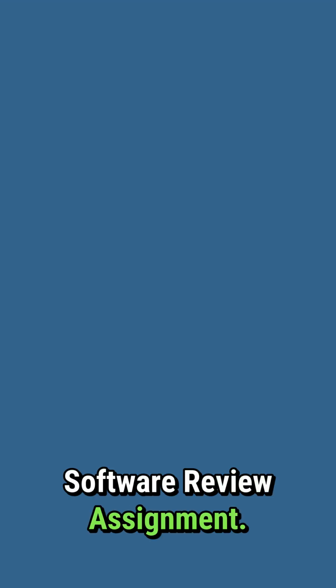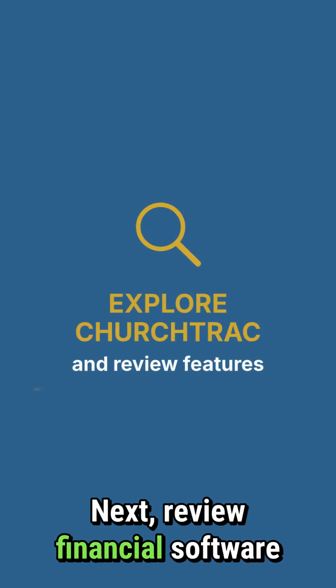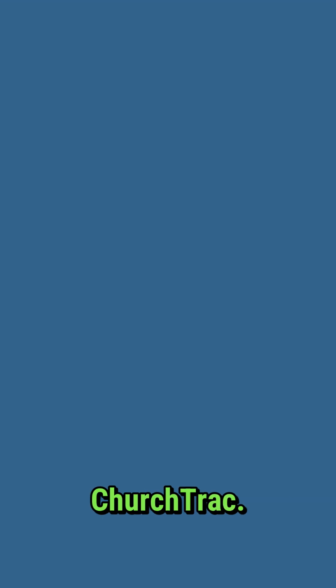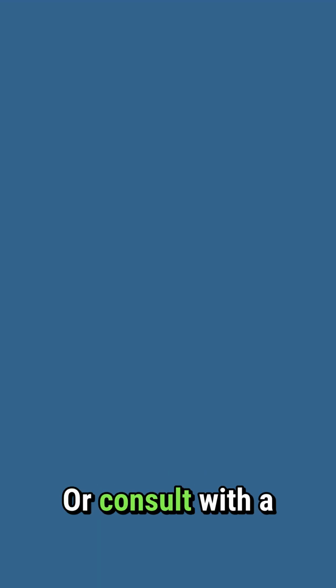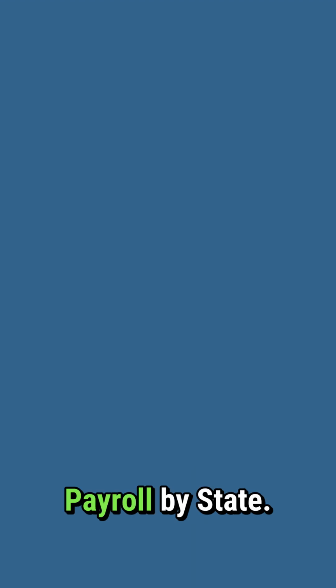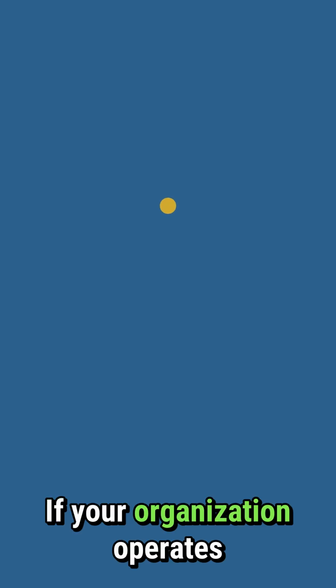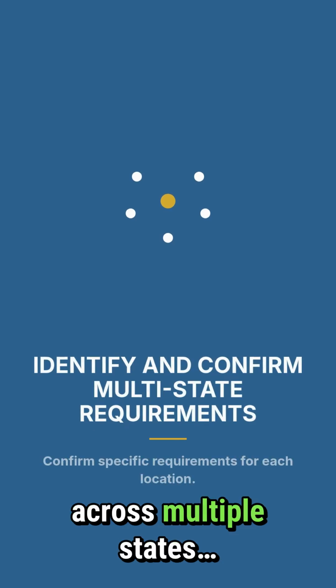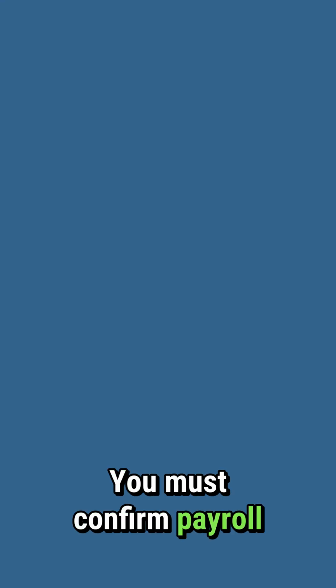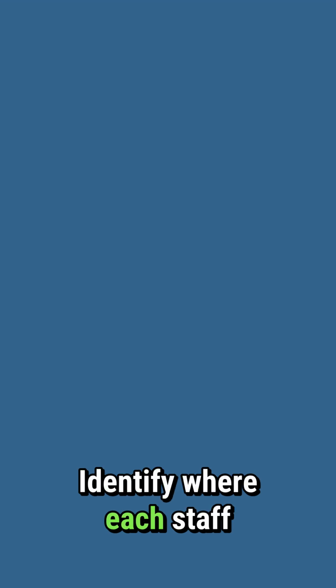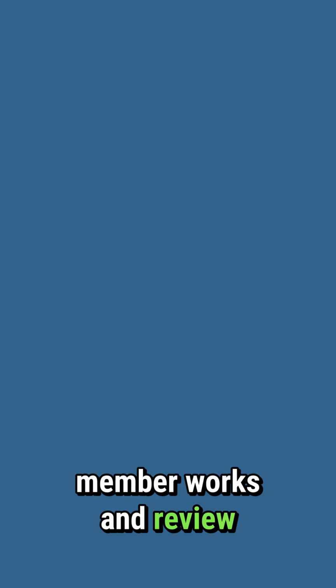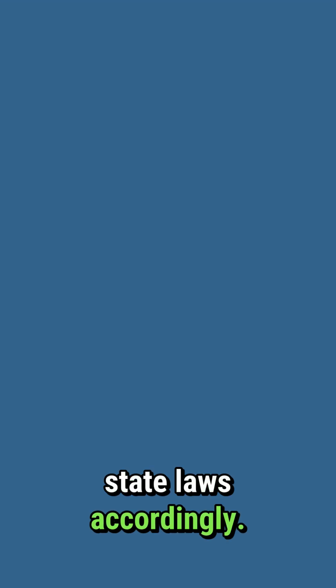Software review assignment. Next, review financial software features. Explore tools such as ChurchTrac. Watch a training video if available, or consult with a third-party financial professional. Payroll by state. If your organization operates across multiple states, you must confirm payroll requirements for each location. Identify where each staff member works and review state laws accordingly.